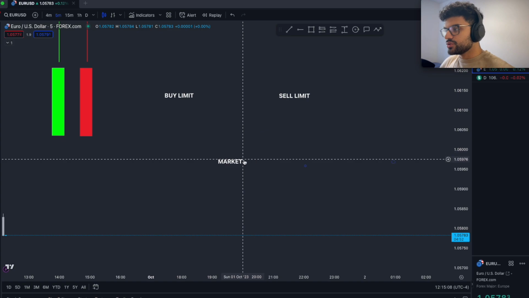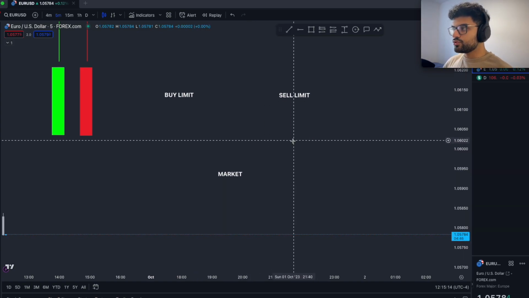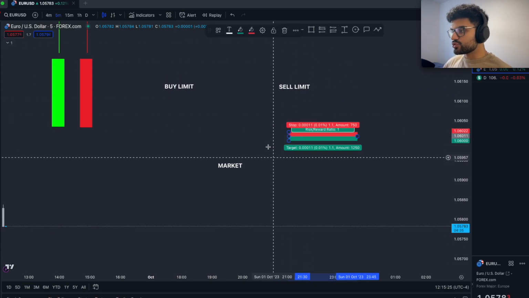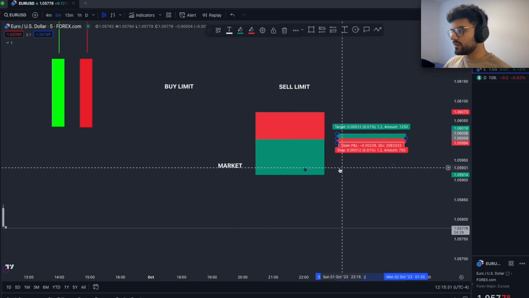Now, limit orders: buy limit and sell limit. Before we get onto this, I want to introduce you to a tool called the risk to reward ratio tool. We'll get to this more in the risk management section of this series, but it's basically this. When we're shorting the market, we have this. And when we are buying the market, we have this.